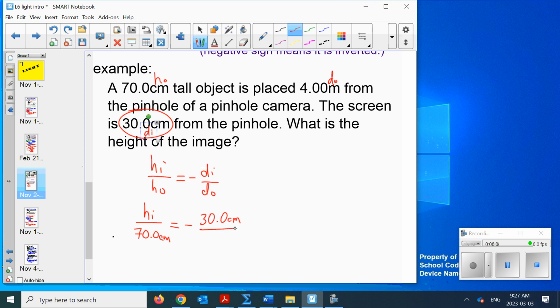And finally, wait a minute. I don't have the same units. I have meters. How do you go back and forth between meters and centimeters? How many cents in a dollar? 100. So how many centimeters in a meter? 100, right? So that's 400 centimeters.